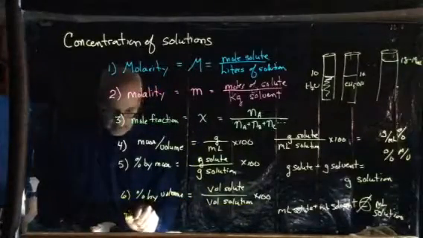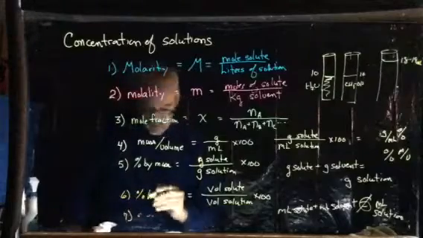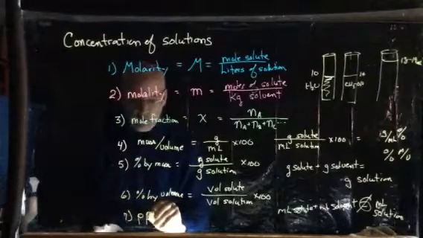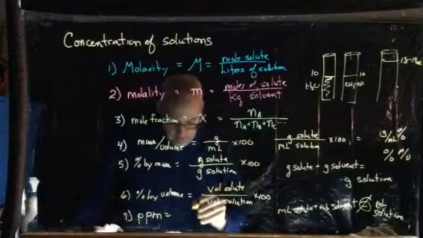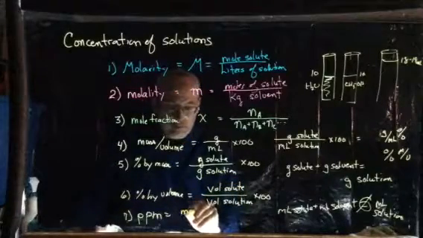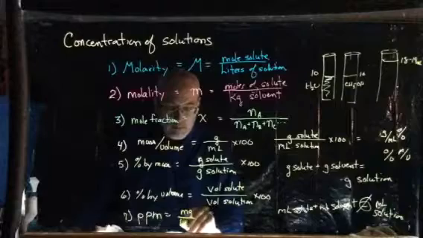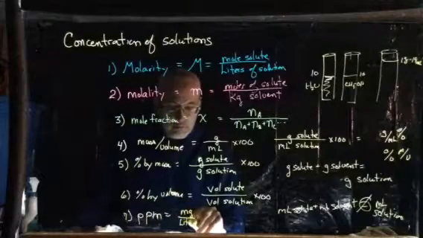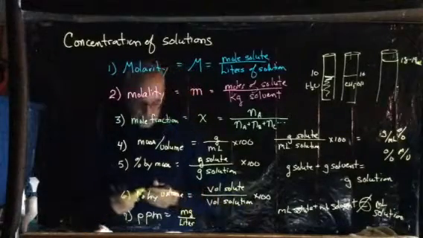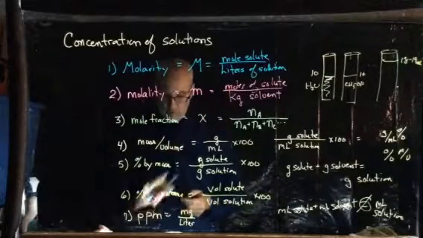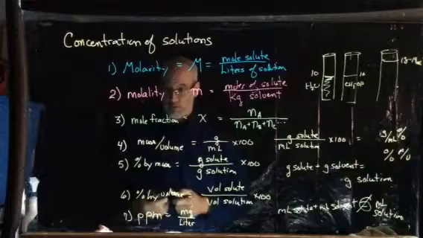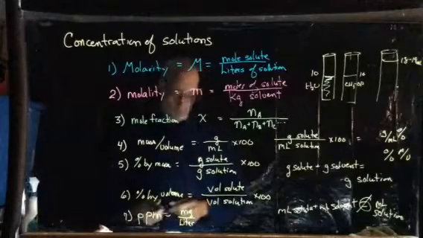Number 7 then is parts per million. Parts per million is expressed in milligrams per liter. And it does not have to be times 100. Quite often water testing runs it in milligrams per liter.